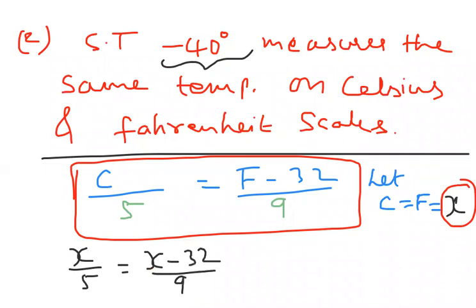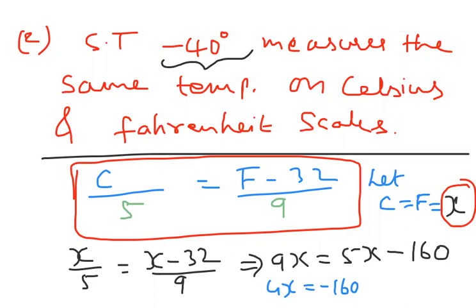So now we can just cross multiply and simplify here. Then what will happen? I am getting 9x is equal to 5x minus 32 into 5, which is nothing but 160. 9x minus 5x means 4x is equal to minus 160, so obviously x is minus 40. I got x is minus 40 here.